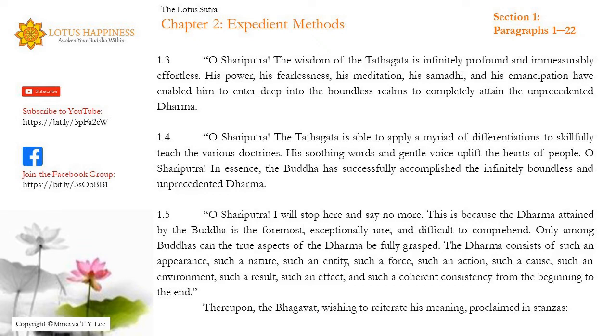This is because the Dharma attained by the Buddha is the foremost, exceptionally rare, and difficult to comprehend. Only among Buddhas can the true aspects of the Dharma be fully grasped. The Dharma consists of such an appearance, such a nature, such an entity, such a force, such an action, such a cause, such an environment, such a result, such an effect, and such a coherent consistency from the beginning to the end. Thereupon, the Bhagavath, wishing to reiterate his meaning, proclaimed in stanzas.